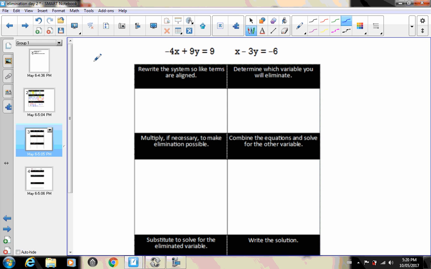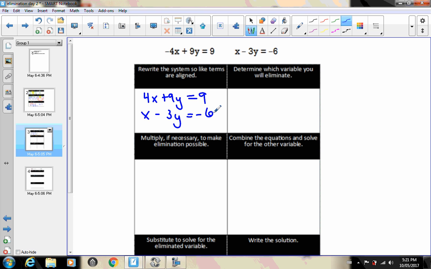Okay, the next example here, I have my two systems. So I'm going to rewrite the system so like terms are aligned. So if I were to write my two systems, 4x plus 9y equals 9. My x's are first, my y's are second, my constants are third. This follows the exact same format. X minus 3y equals negative 6.